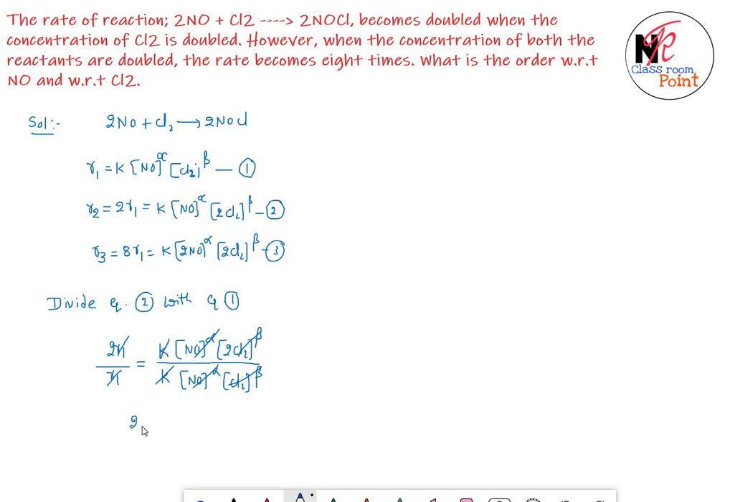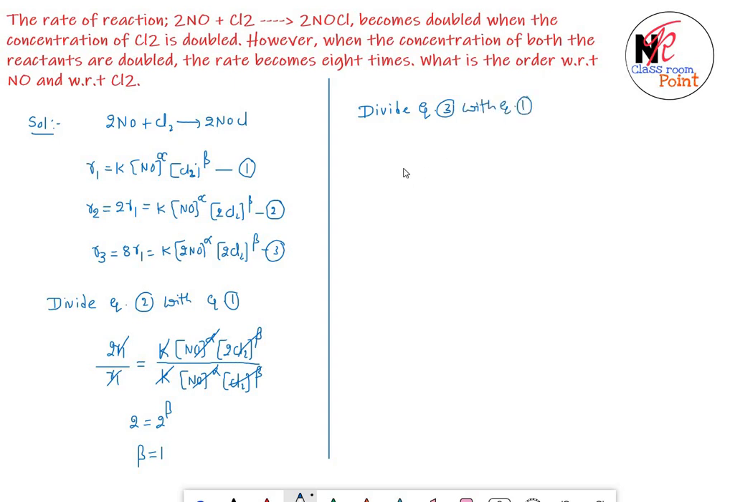So that is, 2 equals 2 power beta. So bases are the same, then we can equate the powers. That is the reason why beta equals 1. That is, with respect to chlorine, the order is 1. Now let us try to divide equation 3 with equation 1.